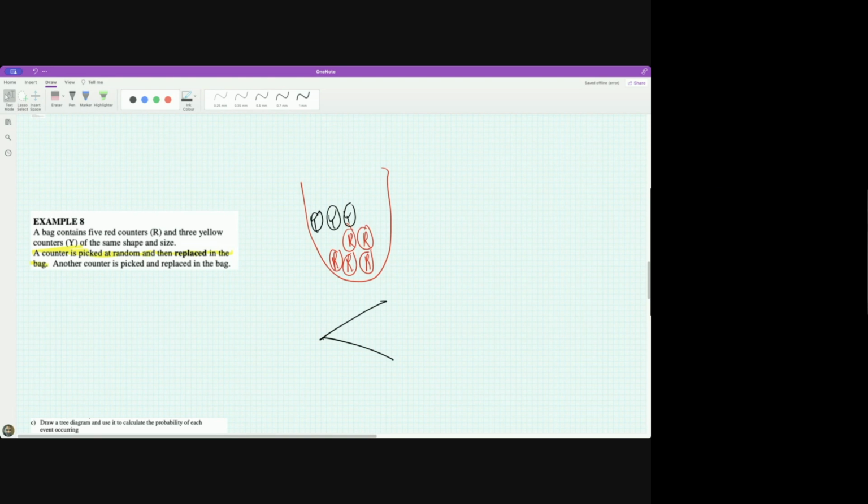I'll give you a little hint. How many choices are there? There's yellow, and there's red. What are the chances of getting a yellow? Write it on the branch. What are the chances of getting a red? Oh, but you have to do this again. You have to do this again. So now the question is, what are you going to write on those branches? See if you can do this.